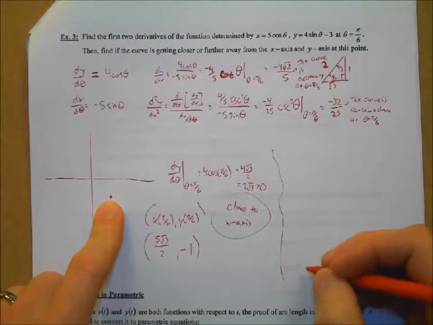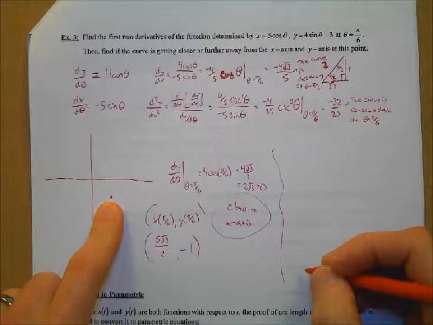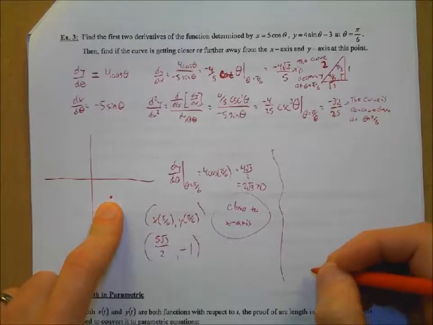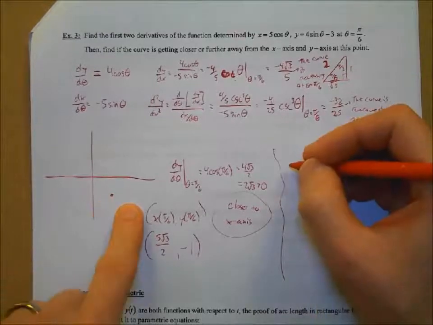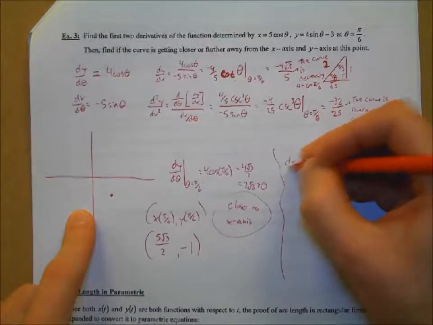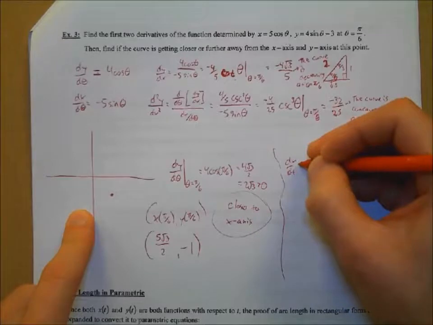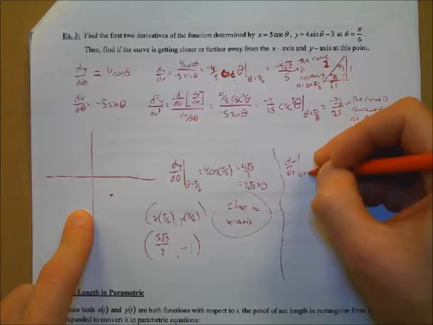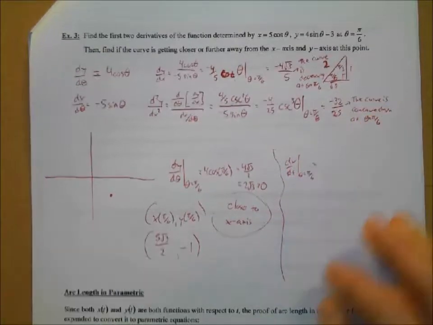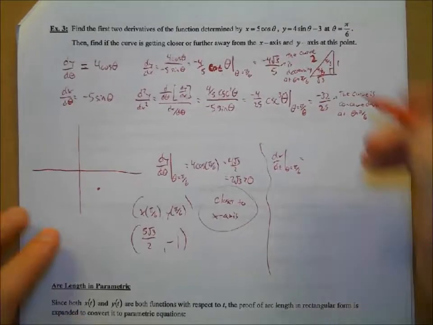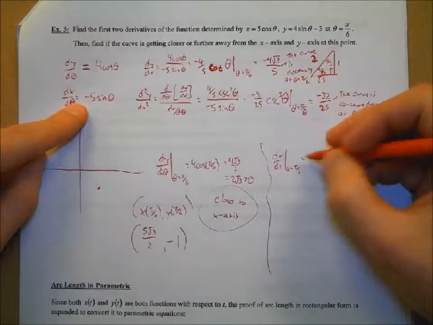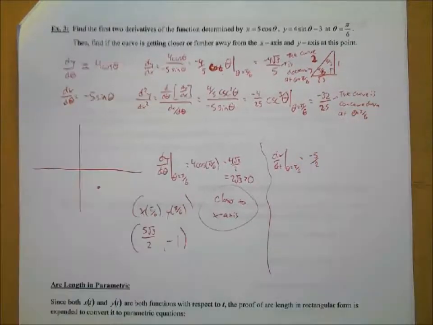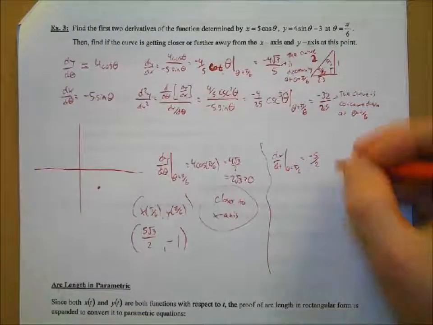All right, and then to determine if we're moving closer or further away from the y-axis, we're going to have to look at what? The left-right motion, so dx/dt here. Again, evaluate that at theta equals pi over 6. So we'll plug pi over 6 into dx/dt. Sine of pi over 6 is 1/2, so we get negative 5/2, which is less than 0.